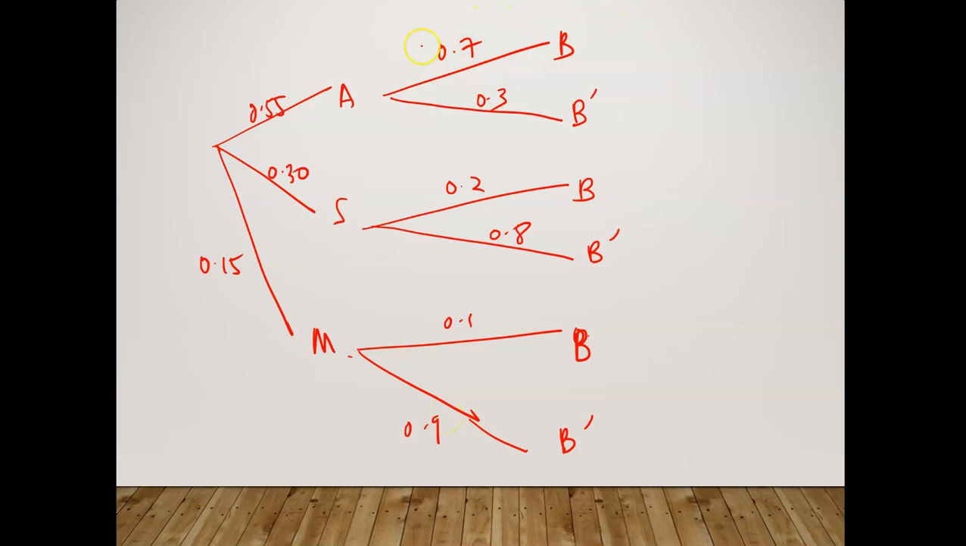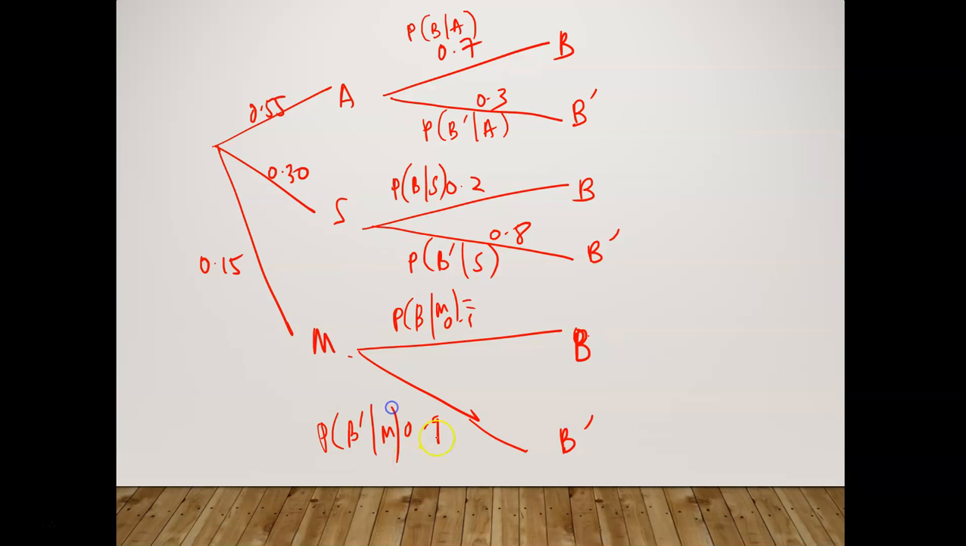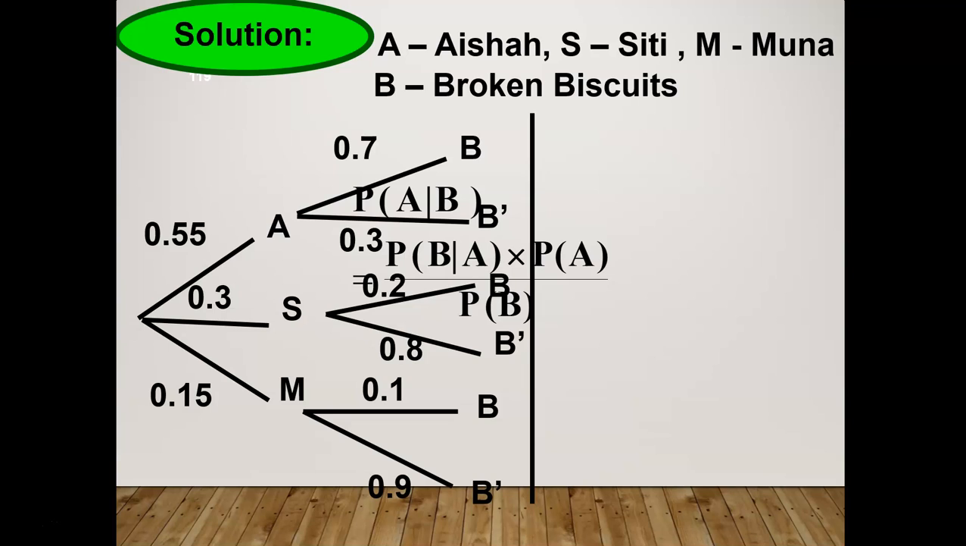So this is the probability of P(B | A). This is P(B' | A). If you can see here, the conditional probability starts with an event of breaking the biscuit. So P(B | S), P(B' | S), P(B | M), P(B' | M). This is the tree diagram, right?